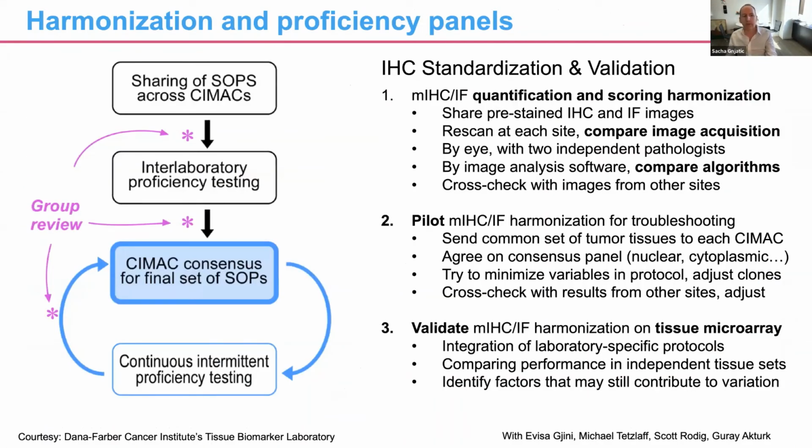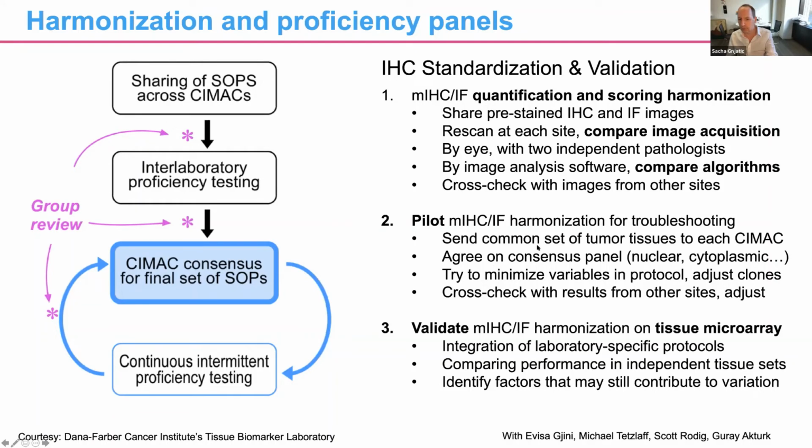So to be able to do this comparison, we decided that we should really do it in a consecutive series of steps. And the first one was to align our protocols for scoring and quantification. And to do so, Dana-Farber used a pre-stained set of images from both immunofluorescence and immunohistochemistry, and we shared these images across all the sites to compare our image algorithms, and also to compare the acquisition of the images from other sites as well, eventually by taking the original slides that were stained and sending them to the tumor tissue.